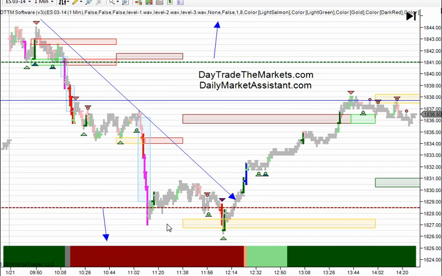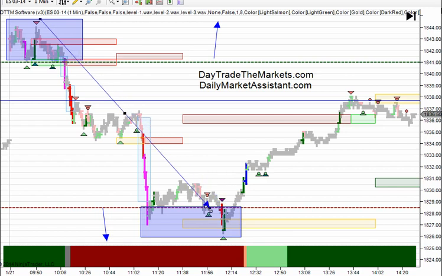So again, the idea here is we failed trying to accept above our bigger picture consolidation. We failed when we tried to test below our bigger picture consolidation. So what's the next idea? We didn't get acceptance below this rung of the ladder. We're probably going back up to this rung.